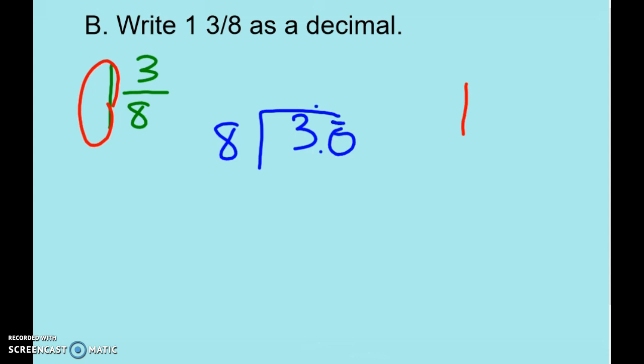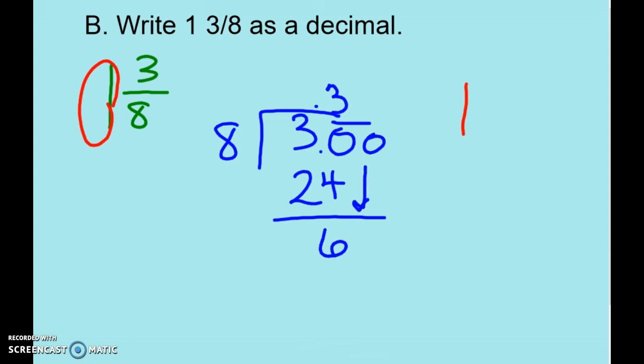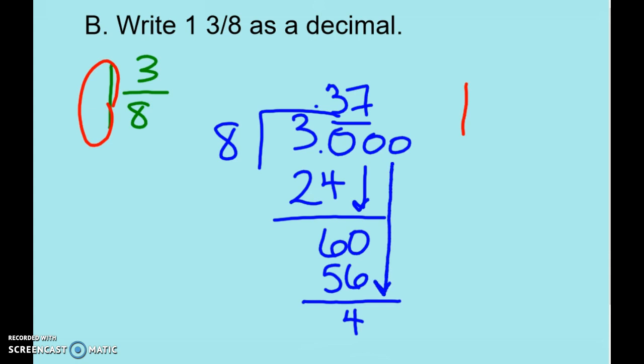8 goes into 30 how many times? 3 times, and that would be 24. We subtract, we get 6. We're going to have to add a 0, bring it down. 8 goes into 60 7 times, which is 56. We get 4 left over, add a 0, bring it down. 8 goes into 40 5 times exactly.